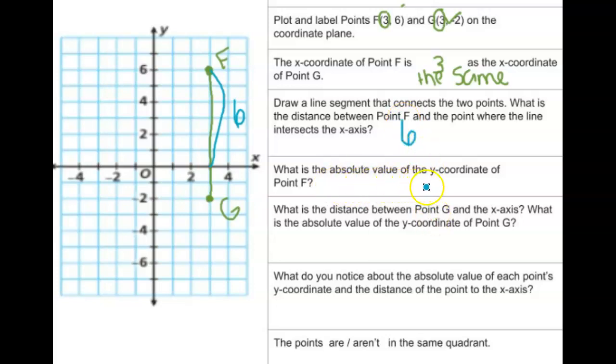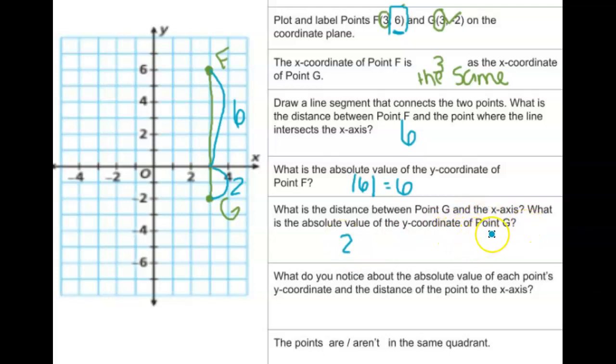What is the absolute value of the y-coordinate of point F? The y-coordinate, if you look right up here, is 6. The absolute value of 6 equals 6, which is good because that's how many we counted going up. What is the distance between G and the x-axis? So I'm going to look here. I'm going to go up. That's 2.